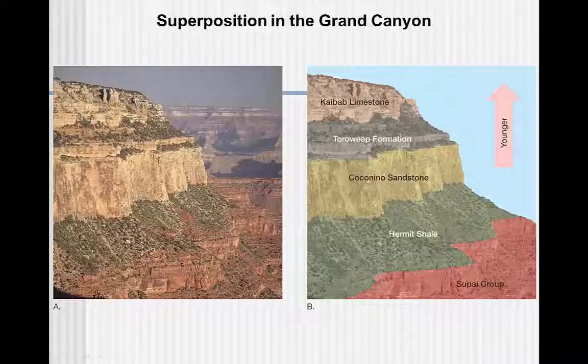Superposition refers to younger sedimentary rock being on top of older sedimentary rock, unless the area has been overturned or folded. This principle is really simple. Younger sediments can't be inserted under pre-existing rocks.